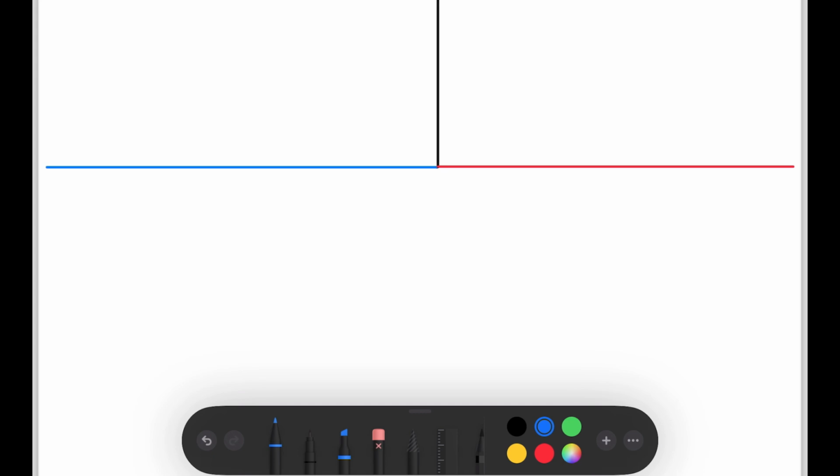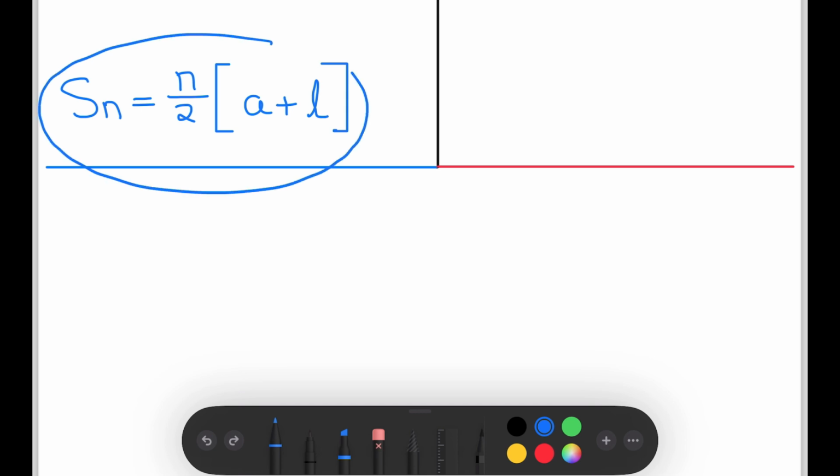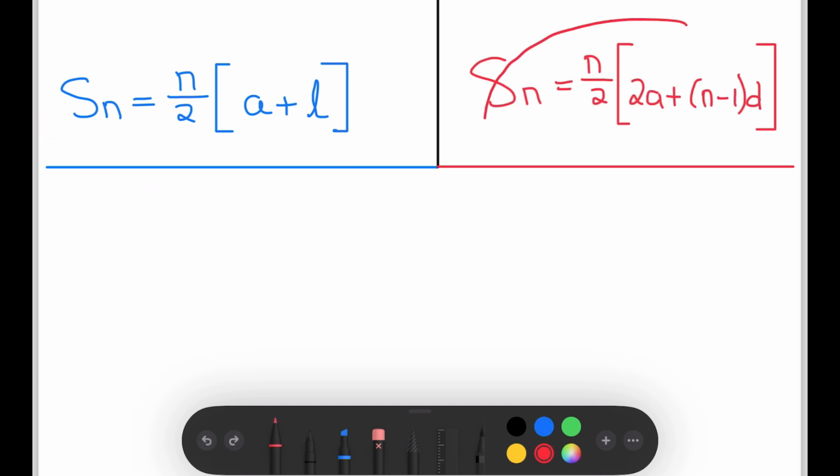To find the sum of the first n terms of an arithmetic sequence, we will use these two formulae. The one on the left is used if the last term of the sequence is known, and the one on the right is used if the last term is unknown. In other words, if the L is unknown.